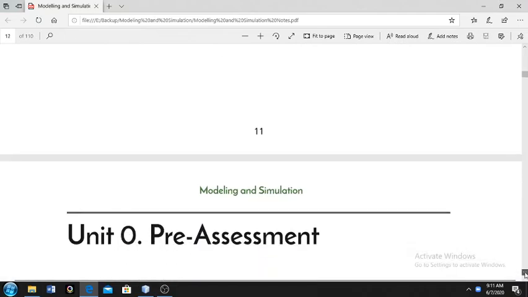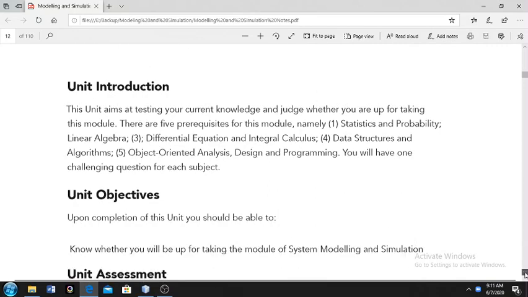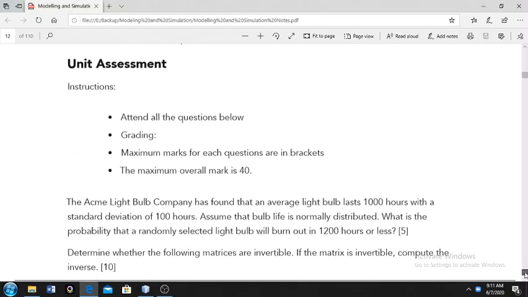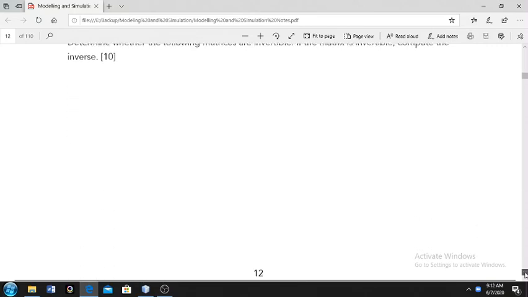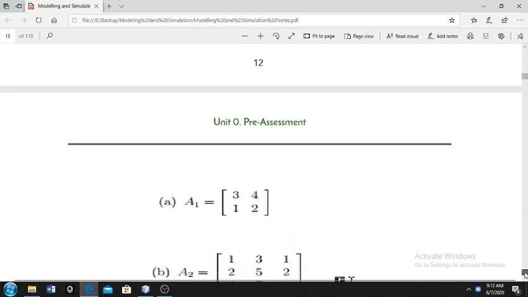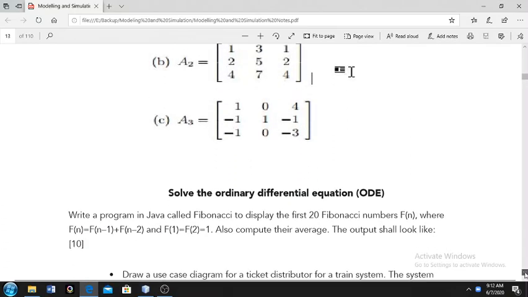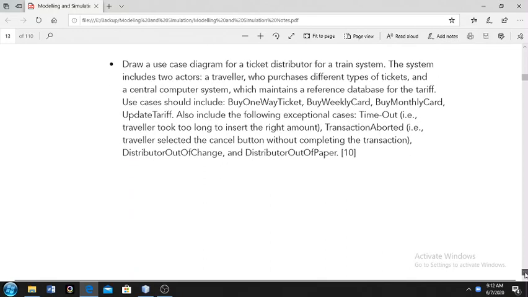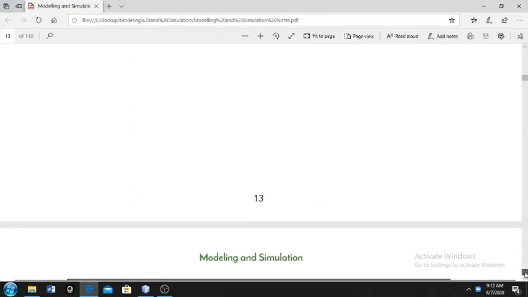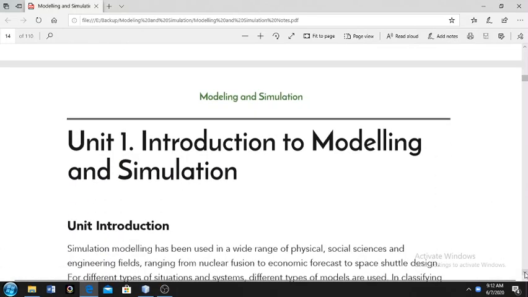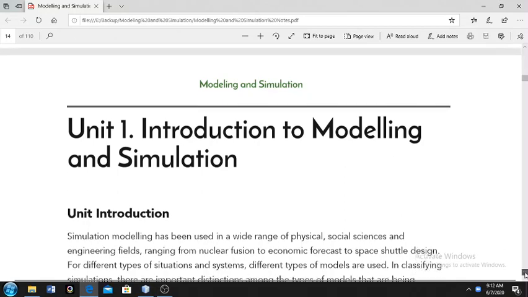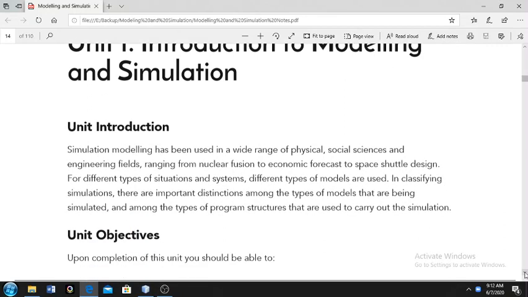Good. Now guys, let's introduce the assessment. It does not concern us. In the assessment here, we want to test whether you have the prerequisites. I know you guys have the prerequisites, so we jump straight to introduction to modeling and simulation.